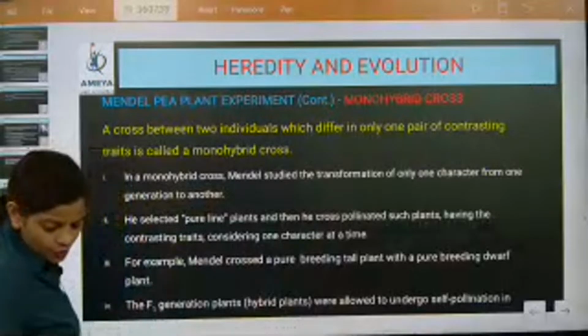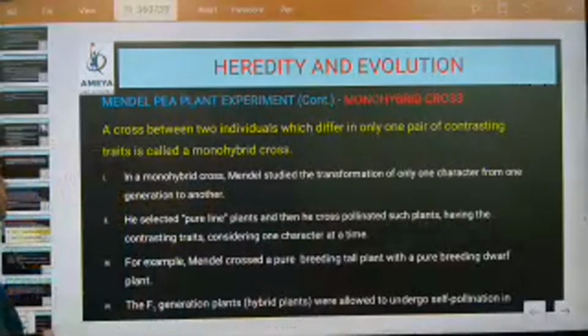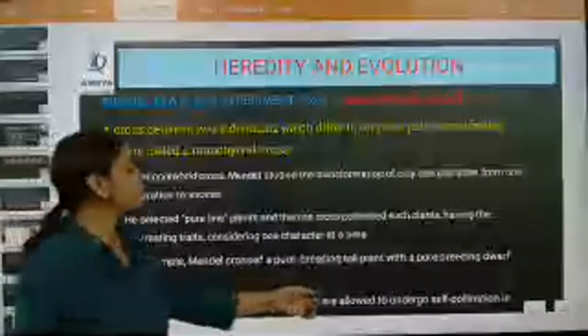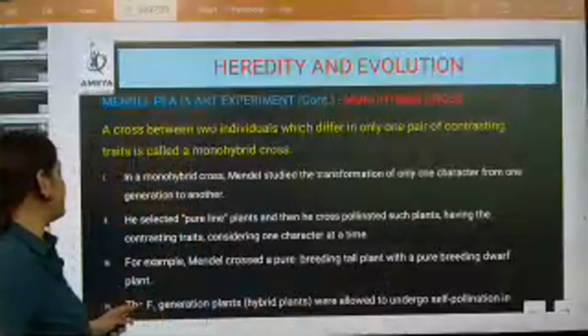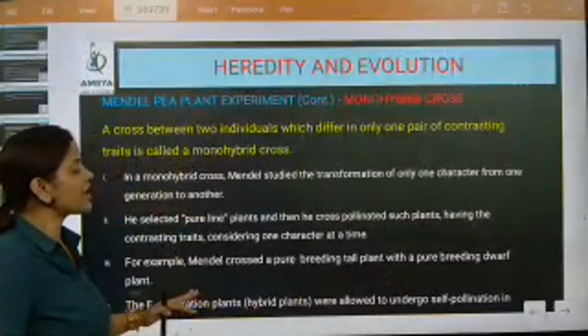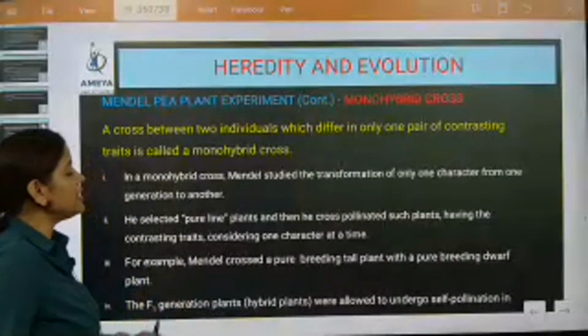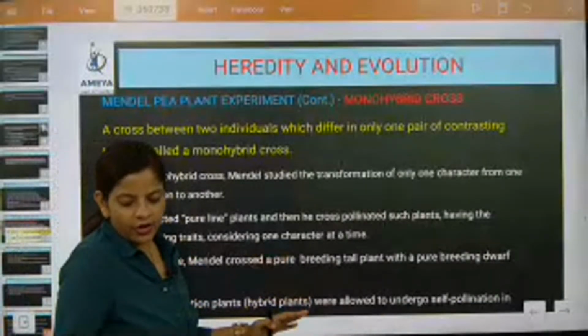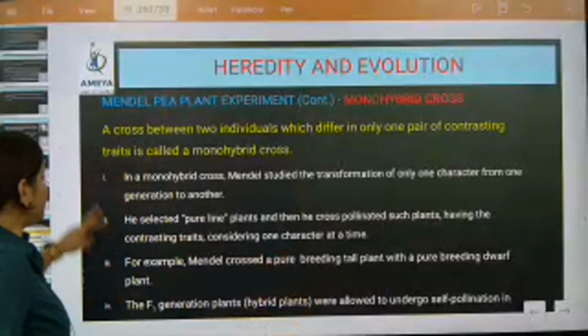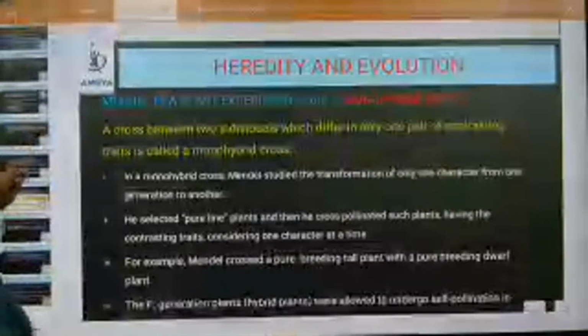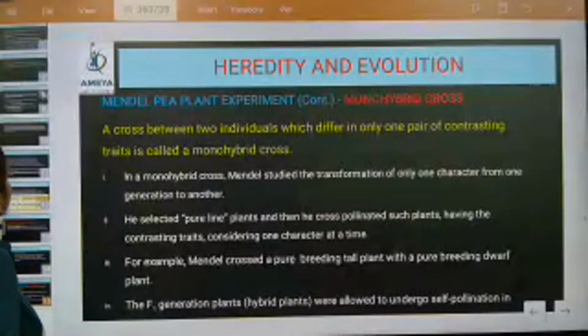A pure line has to be selected. So Mendel crossed a pure breeding tall plant and a pure breeding dwarf plant. So the F1 generation is totally pure line. I hope you have understood. Slides over, so this is part 2 done. We'll go for the next one.